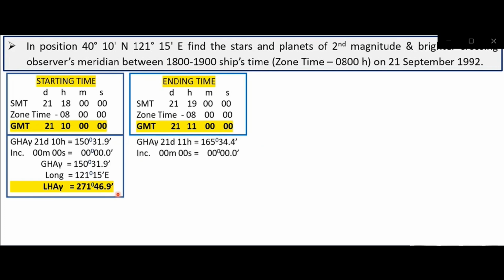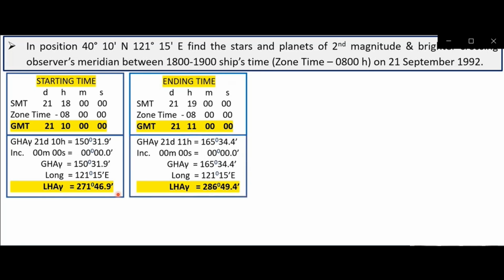We get the LHA Aries at the end of the interval. You can see the values coming up on the slide. You can also check them from your almanac. And we get the LHA Aries at the end of the interval.